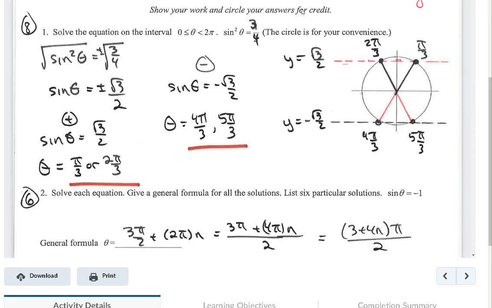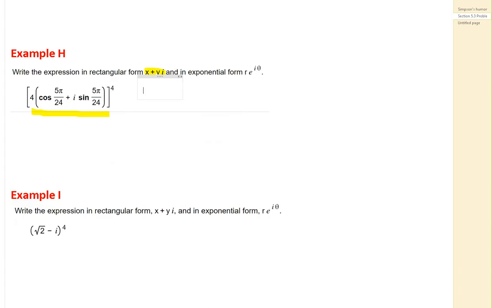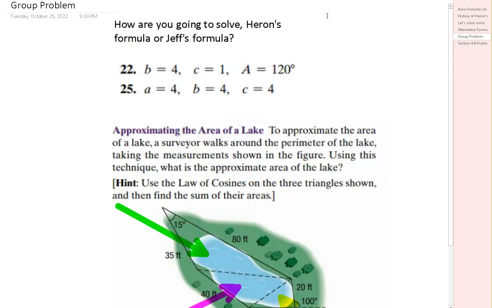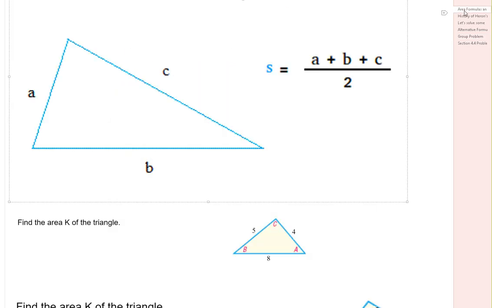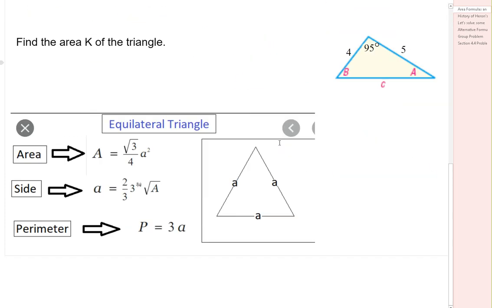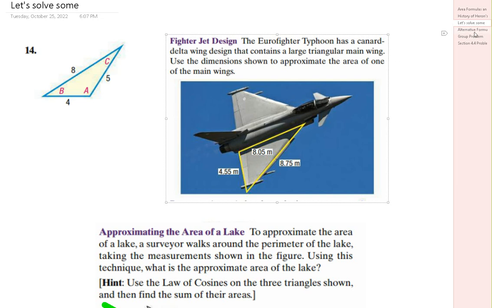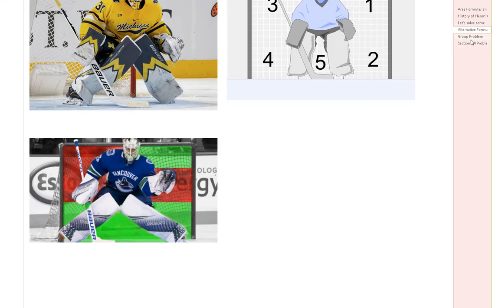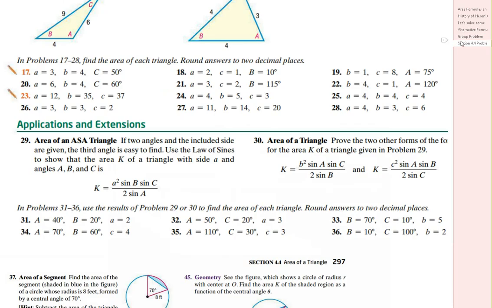But Heron's formula, that was for finding the area of a triangle. All right, and there's two versions of the area formula. One is Heron's formula, which is this one right here, and the other one was 1/2 of a times b times sine of the angle in between, and I'm not seeing that form here. So let me write it down for you, and then we'll call it a night.